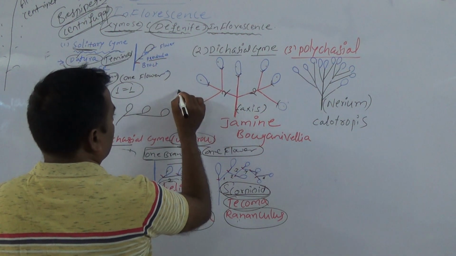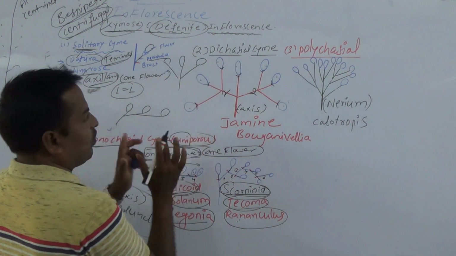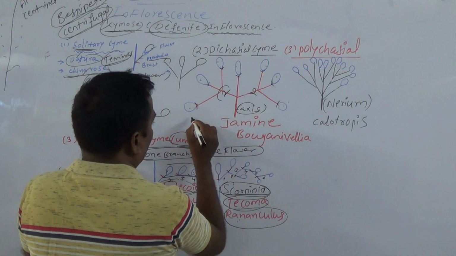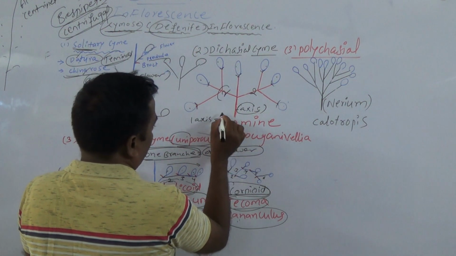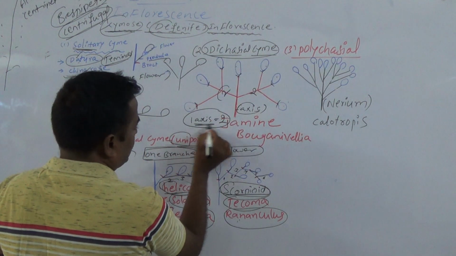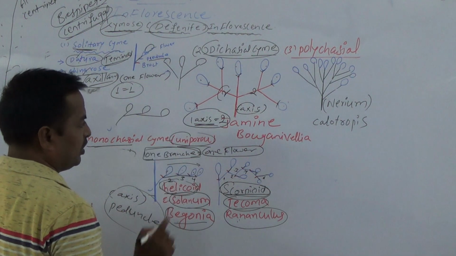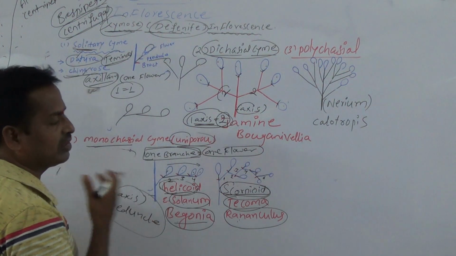But in the second one, every time two branches are found and end with flowers. Every time two branches. The mother axis, one axis, two branches. That is the formula of the dichasial cyme. This is very important, students. This is one branch, one flower. It is a very important formula. One axis, two flowers. Numerical bits are examples.